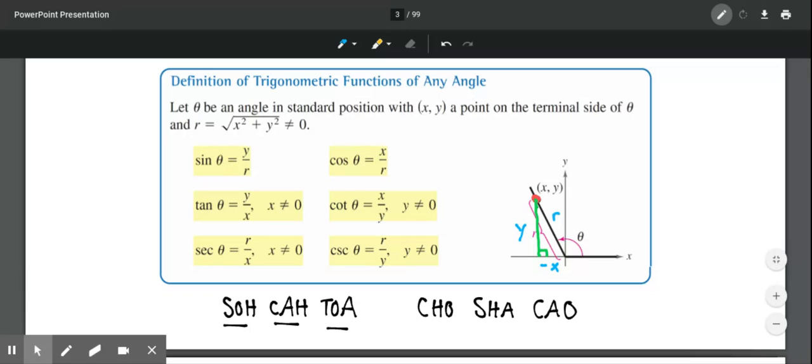So if we were writing ratios for sine for this angle measure right here, what we'll get to later is that this is the reference angle. So the sine, the opposite over the hypotenuse, is the same for both of those. Same thing for tangent, cosine, and all of your other functions.